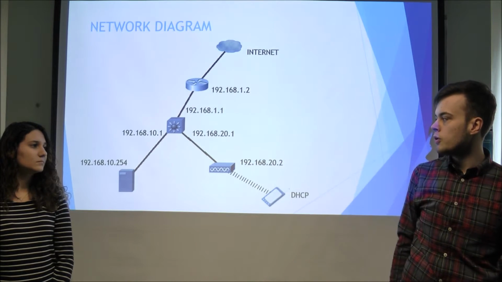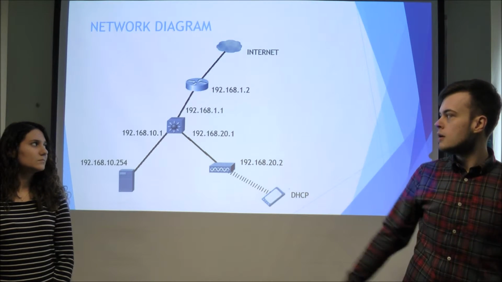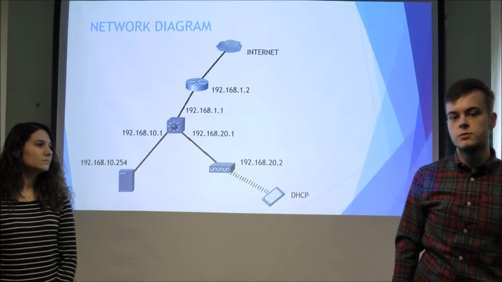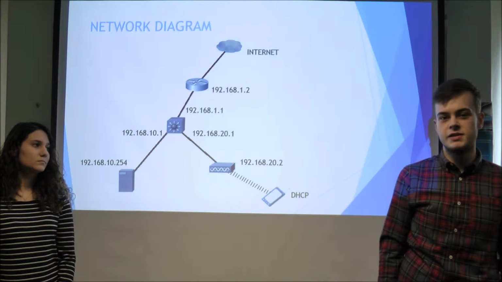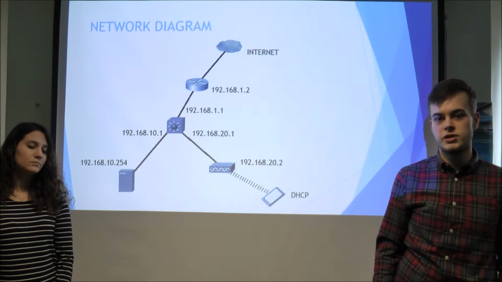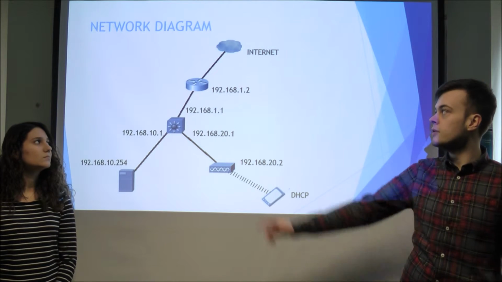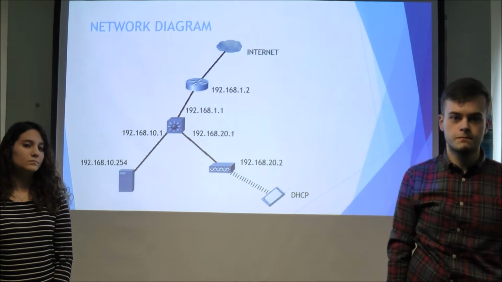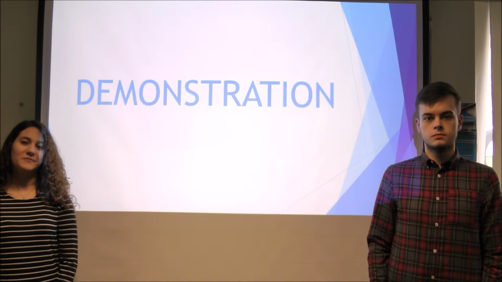They connect to the wireless VLAN, which is located on the layer 3 switch, which has an address of 192.168.20.1. Up here we have our pfSense router, which provides services such as access to the internet, web filtering, and protection against outside threats. And up here we have the internet itself. Now let's see the network in action.